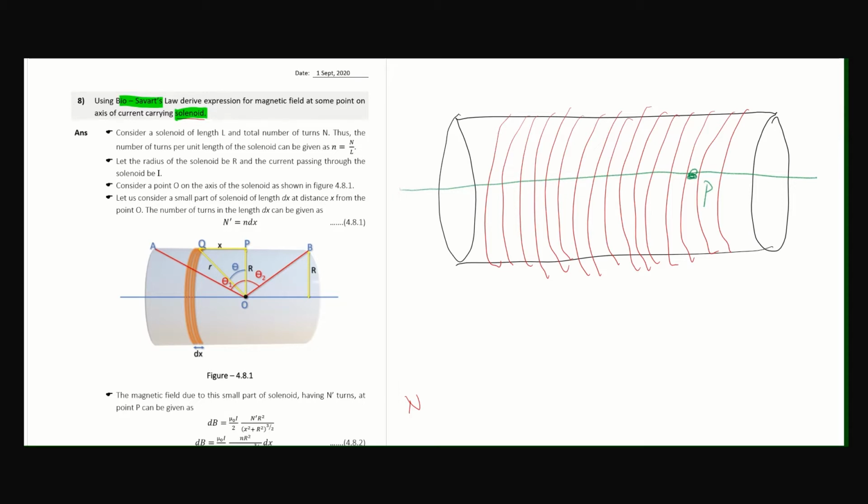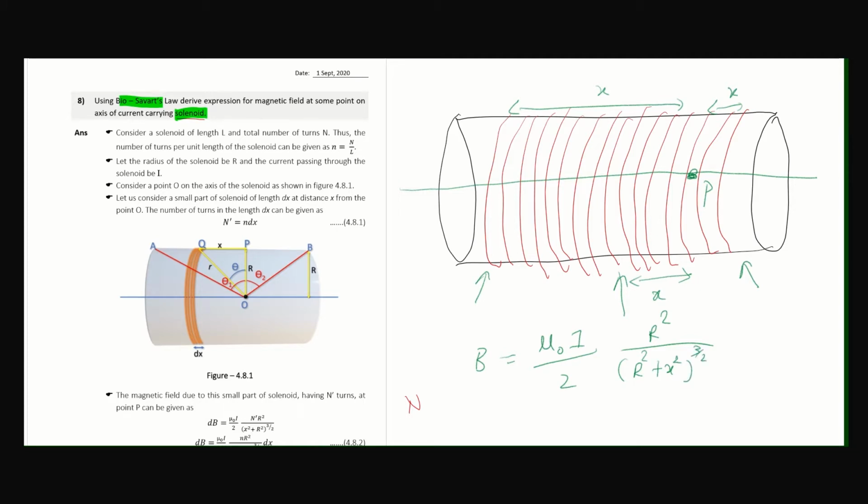What is the problem now? The problem is that when you consider this particular turn, you have some distance x. If you consider this other turn of the solenoid, then the distance x from point P is different. If you consider yet another turn, then the distance x is different again. So if I have to use this formula, B is equal to mu 0 I by 2, r square upon r square plus x square raised to 3 by 2.